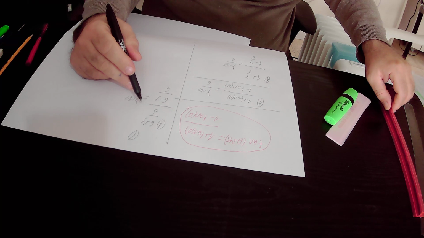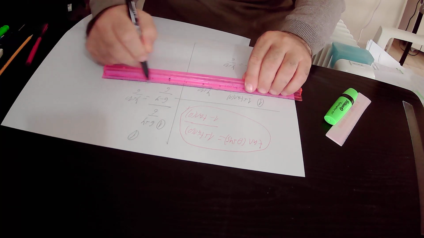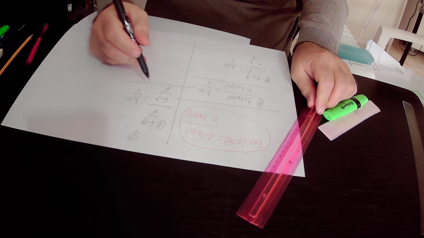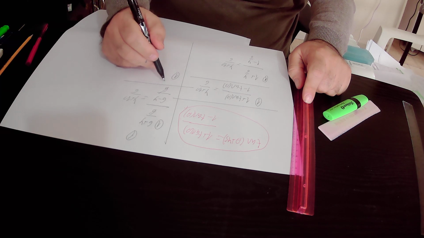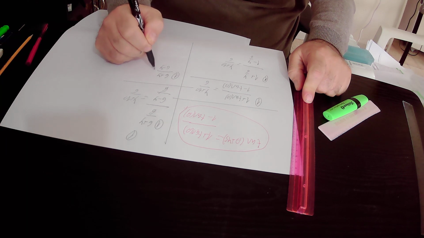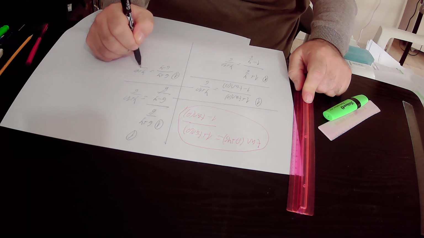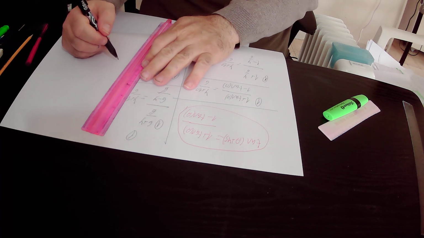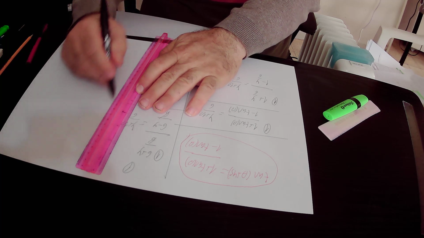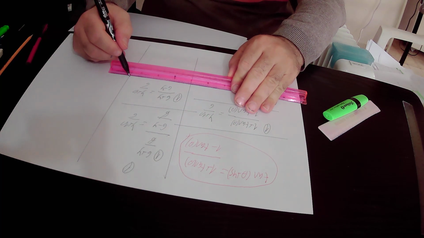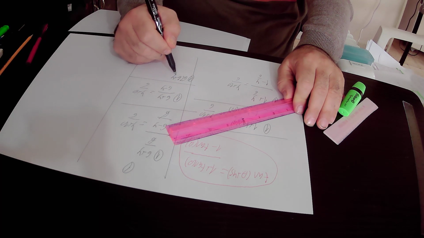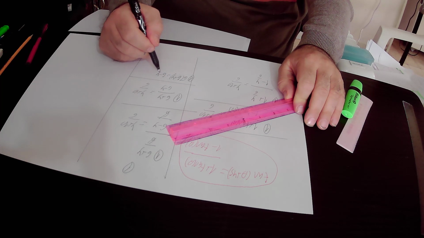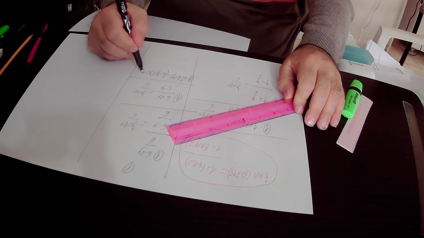Here we have 6 in the numerator and 6 in the denominator, so 6 gets cancelled. What is left is 6 plus Y over 6 minus Y equals Y plus 10 over 6. Here we cross multiply this equation and we get 6 times 6 plus Y equals 6 minus Y times Y plus 10.